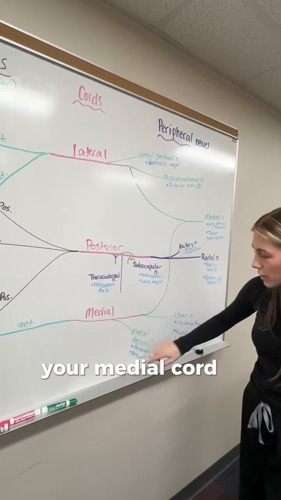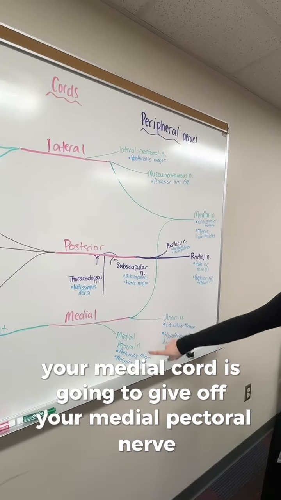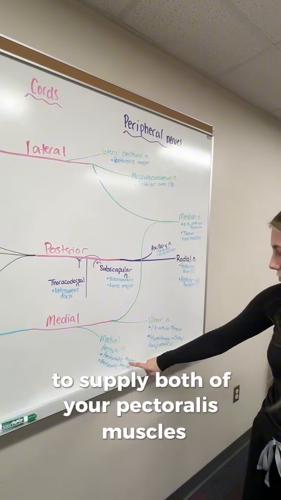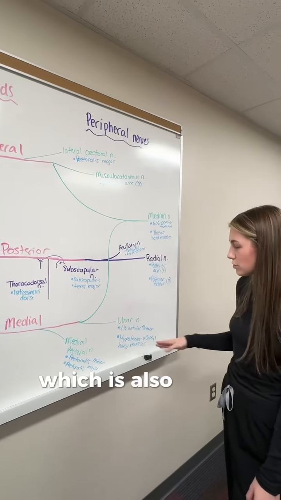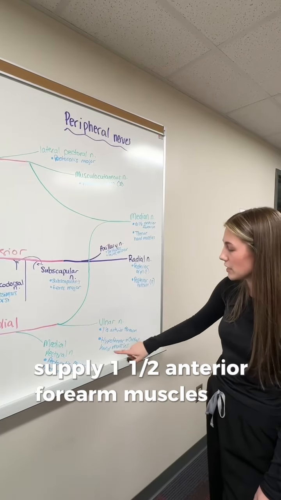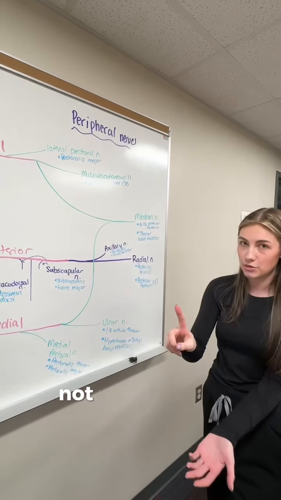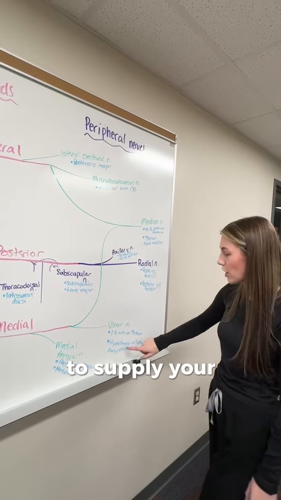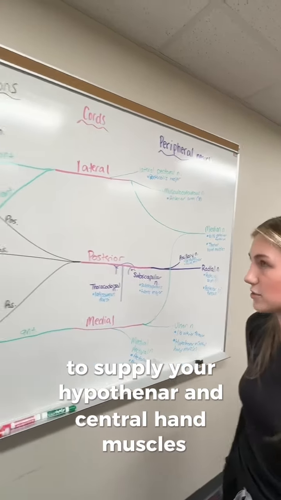Your medial cord is going to give off your medial pectoral nerve to supply both of your pectoralis muscles, and your ulnar nerve, which is also going to travel down your anterior forearm to supply 1.5 anterior forearm muscles, and then enter your hand not through the carpal tunnel to supply your hypothenar and central hand muscles.